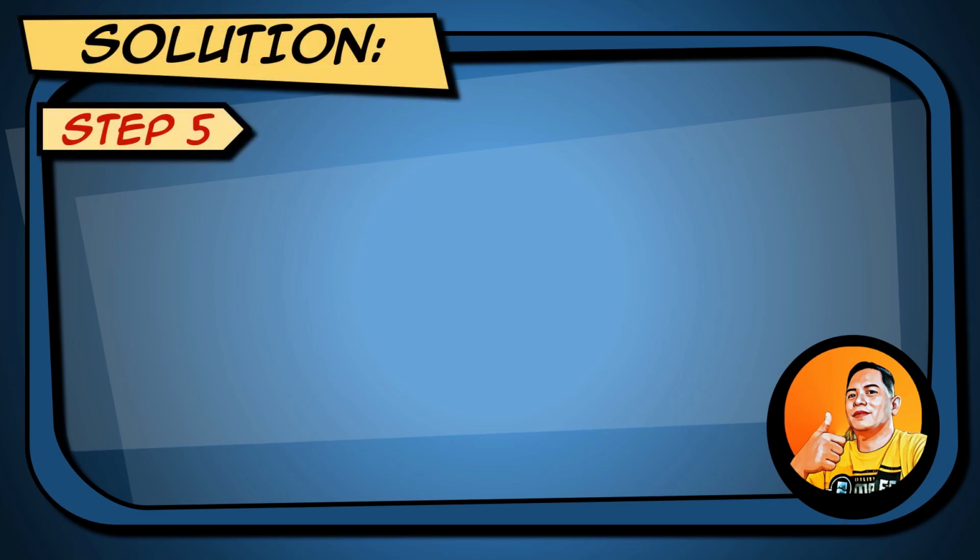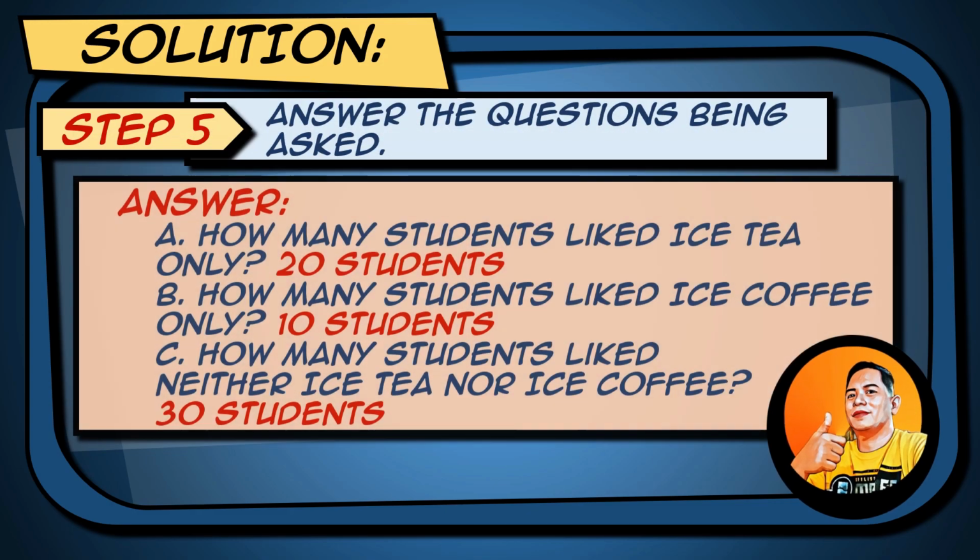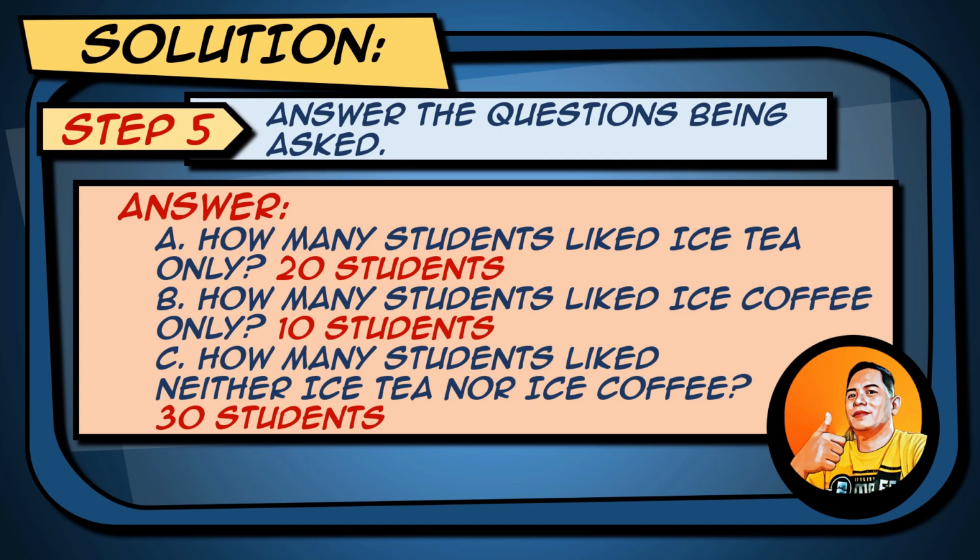And now for the final step, step number 5, answer the questions being asked. So the answer for letter A, how many students like iced tea only? The answer is 20 students. For letter B, how many students like iced coffee only? The answer is 10 students. And for letter C, how many students like neither iced tea nor iced coffee? The answer is 30 students.